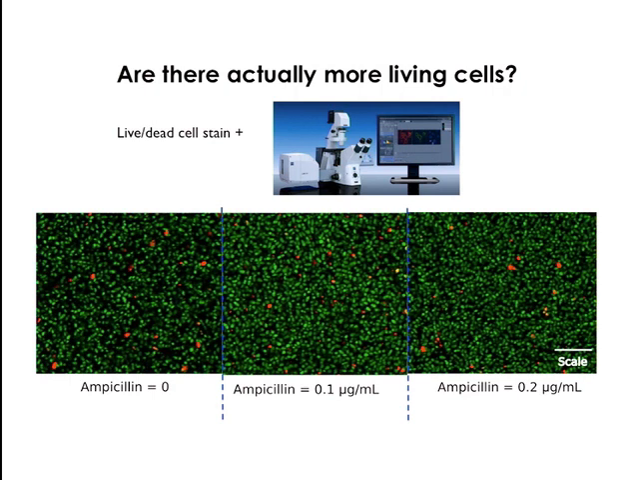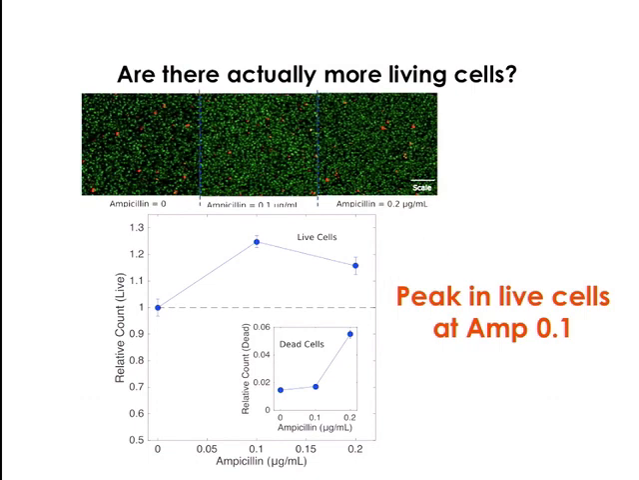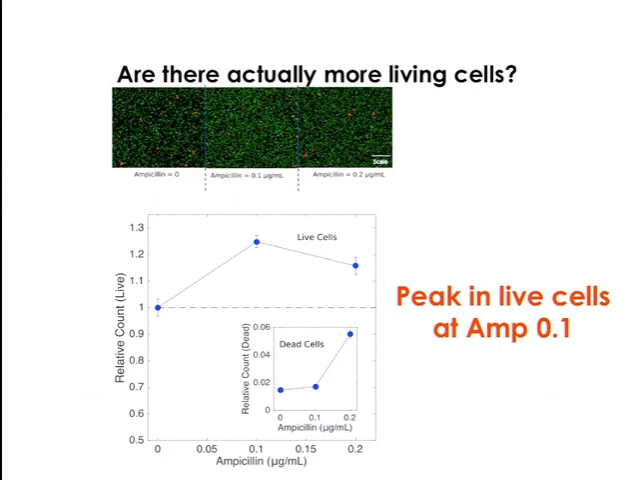So we did this for many biofilms grown on different days, but the same conditions, many replicates, many slices. We averaged over something like 10 to the 5th cells total, and we got a plot that looks like this. So the number of living cells in the biofilm is in fact increasing as a function of ampicillin, and then starts to go down at 0.2, so that's consistent with the bulk results. The number of dead cells is monotonically increasing in this range. It's not super surprising. But it's much, much smaller than the total number of cells.